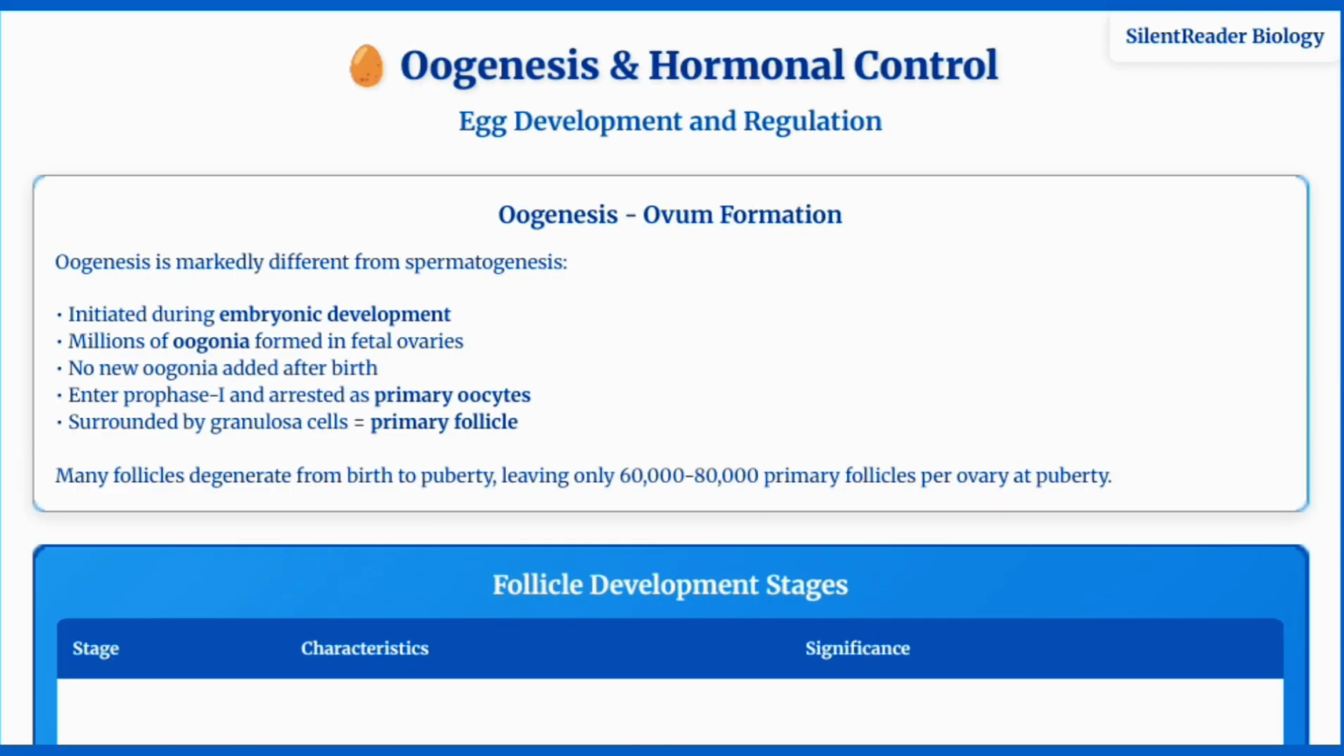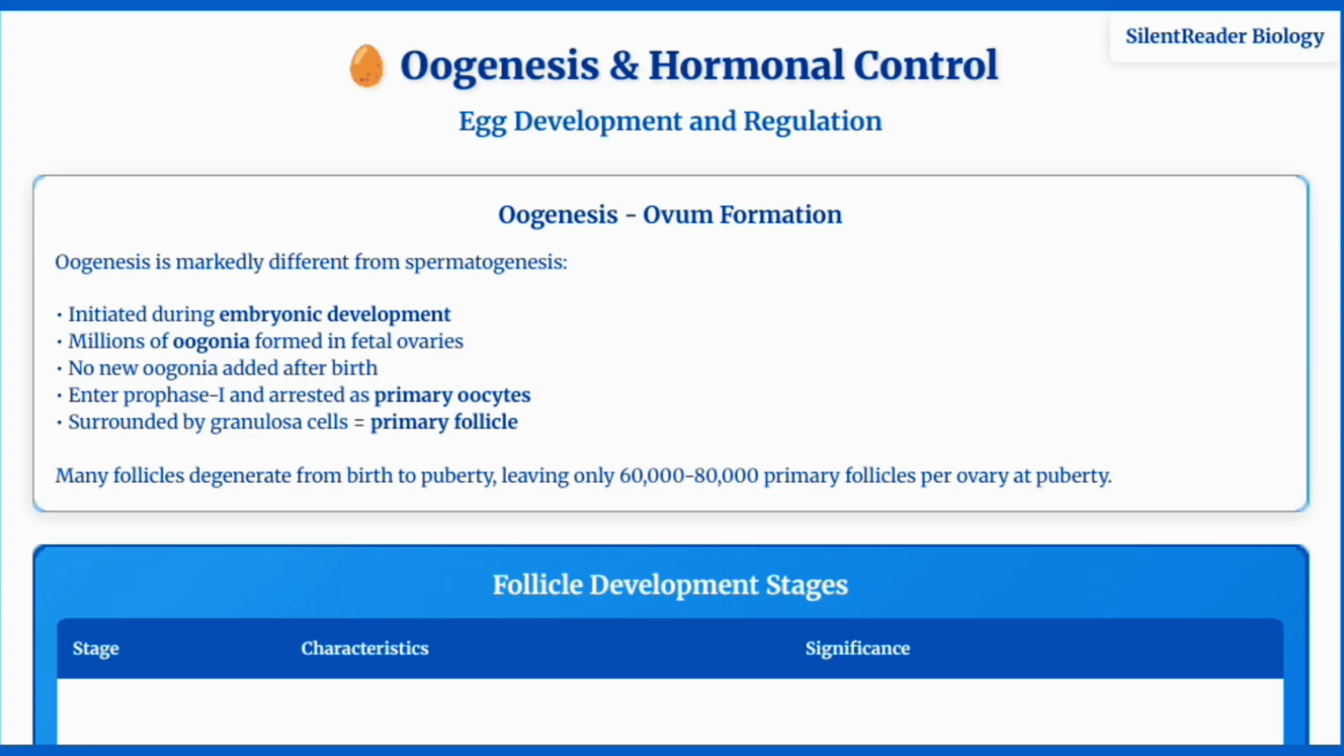Let's explore oogenesis, the female gamete formation process that differs significantly from spermatogenesis. Oogenesis begins during embryonic development when millions of oogonia are formed in the fetal ovaries. No new oogonia are added after birth. These cells start meiotic division but get arrested at prophase I, becoming primary oocytes. Each primary oocyte becomes surrounded by a layer of granulosa cells, forming a primary follicle.